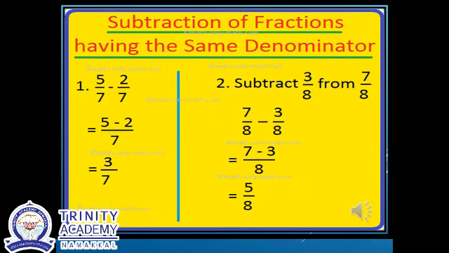Here are some examples of subtraction of fractions. First one, 5 by 7 minus 2 by 7. Subtract the numerators, keep the denominators the same. So 5 minus 2, that is 3 by denominator 7. Second question, subtract 3 by 8 from 7 by 8. So 7 by 8 is the greater number. So 7 by 8 minus 3 by 8. Subtract the numerators, 7 minus 3, that is 4. Keep the denominator the same. So keep the denominator 8. So 4 by 8 is your answer.